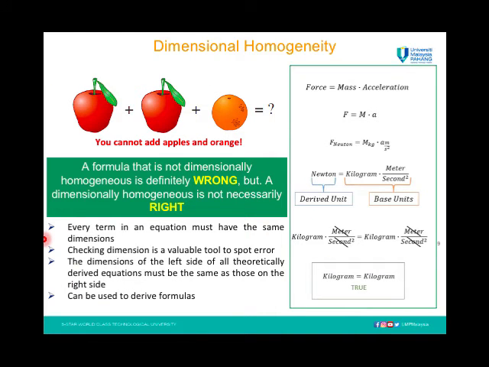Next is dimensional homogeneity. We all know that you cannot add apples and oranges at the same time in engineering. All equations must be dimensionally homogeneous, which means every term in an equation must have the same dimensions. Let's say we are doing some calculations and we find ourselves in a position to add two quantities that have different dimensions or units. It is a clear indication that we have made an error at an earlier stage. So checking dimension is very important as it may help us to spot errors. It can also be used to check formulas, and sometimes it can even be used to derive formulas.